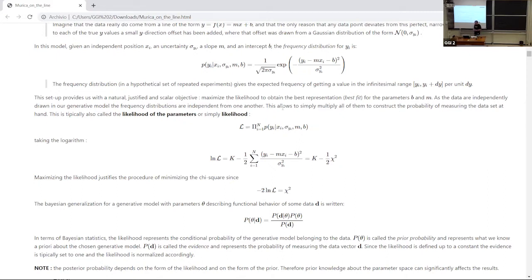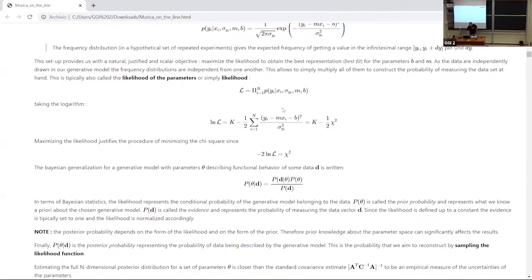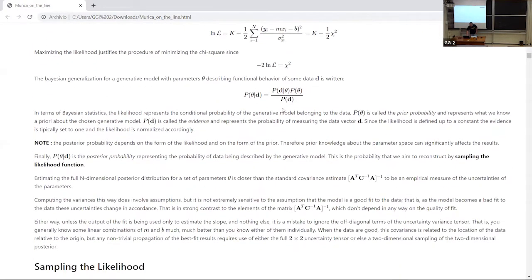So typically what you want to do, instead of just maximizing, is more like sampling the likelihood, because sampling the likelihood will tell you not only the best fit, but also the confidence interval that you have around this posterior distribution, the maximum a posteriori value gained from the posterior distribution.